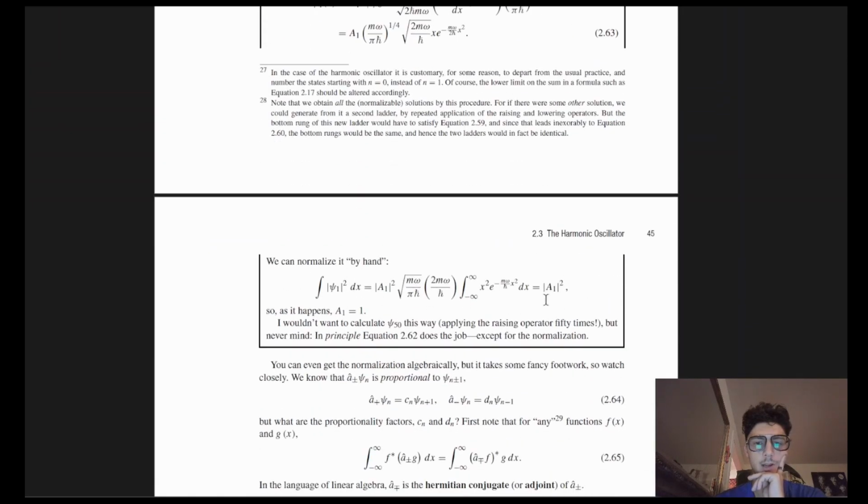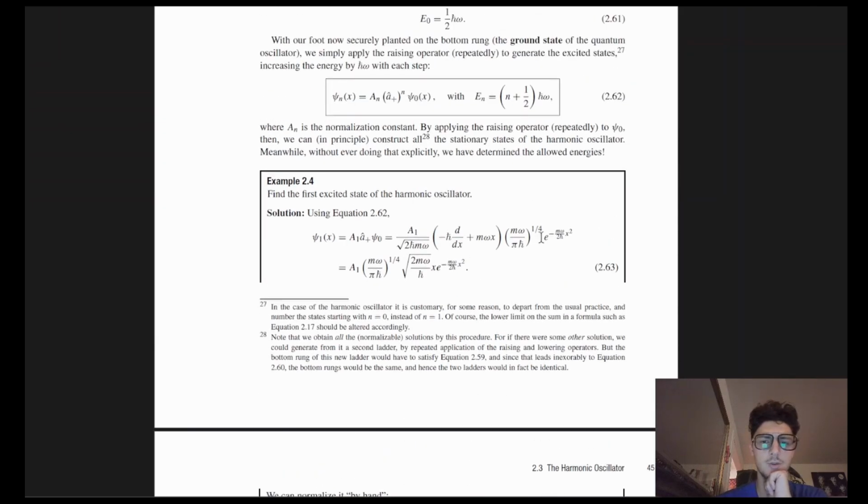We can normalize it by hand. As it happens, a1 equals 1. I wouldn't want to calculate psi 50 this way, applying the raising operator 50 times, but never mind. In principle, equation 2.62 does the job except for normalization. Okay, so this is just an interesting thing that I'm getting a bit stuck on, but I guess I've got to work this out by hand.